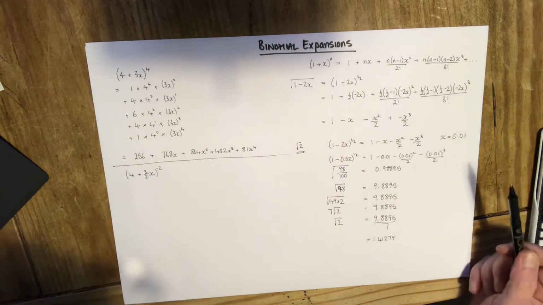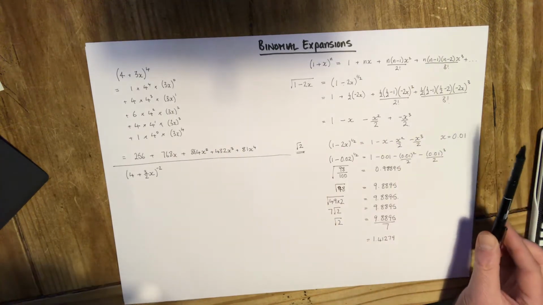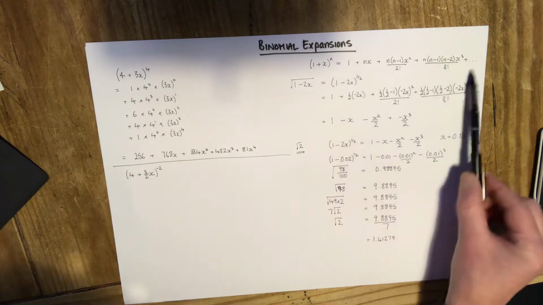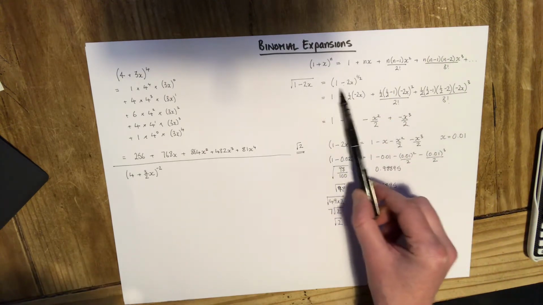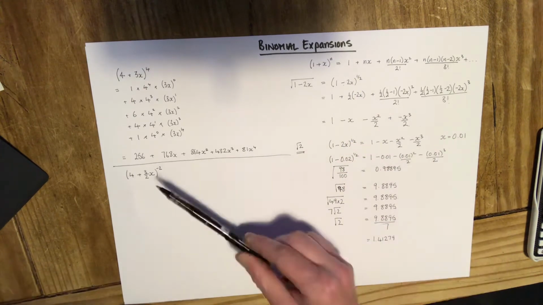Okay, binomial expansions, lesson 2. This is the work we did in lesson 1. This was our binomial expansion for 1 plus x to the power n. That's the formula given to you in the book. This was our expansion for the example here, 1 minus 2x to the power of a half. Now, one more thing before we move on.